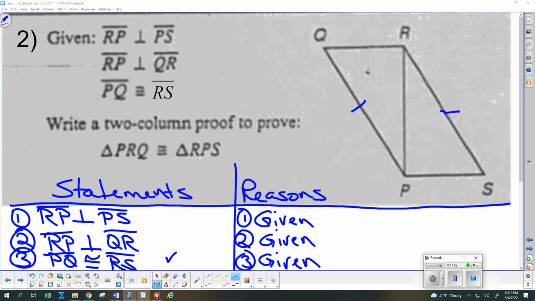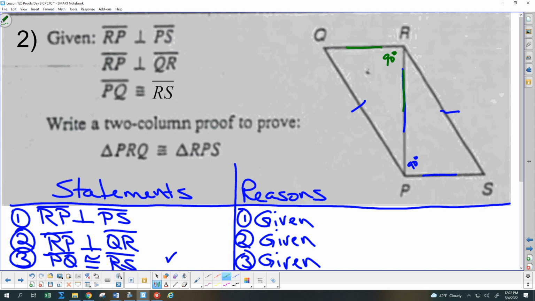Now I'm noticing my first statement says this line RP is perpendicular to this line PS, which I know means that's going to be 90 degrees right there. And then I know on the other one that when I take RP and QR, that's going to be this one again and this one. If they're perpendicular, that's going to mean this angle is going to be 90 degrees. And I wouldn't really write the 90 degrees on my paper. I'm just kind of thinking through the process. And then I look at, I'm supposed to prove the triangles are congruent.